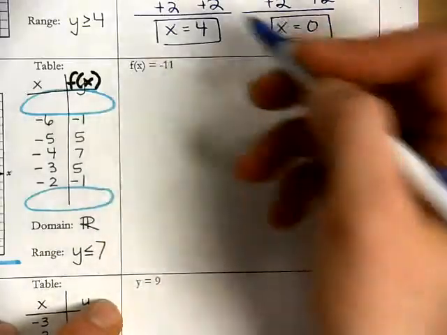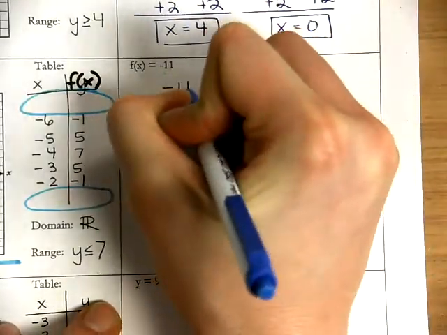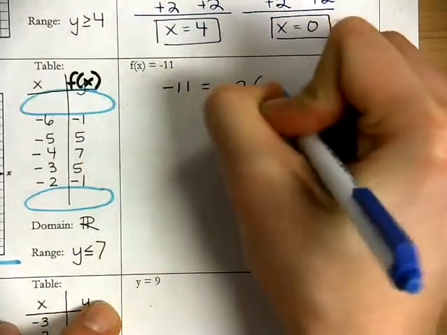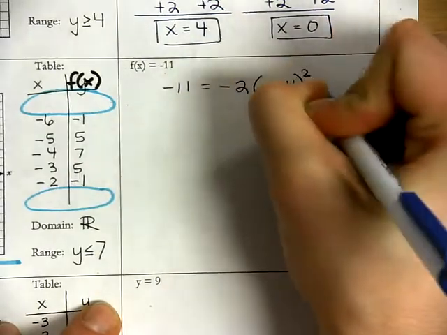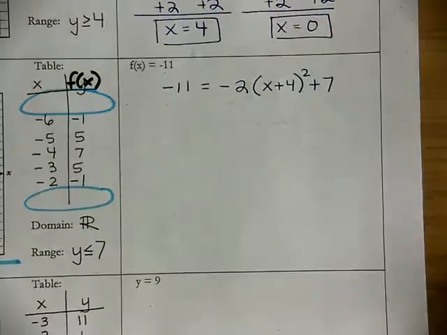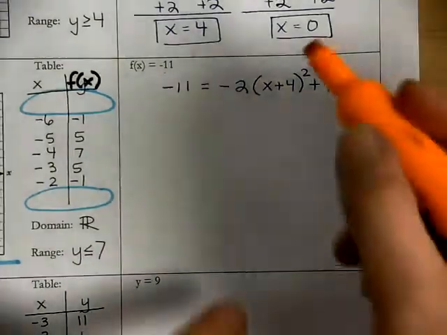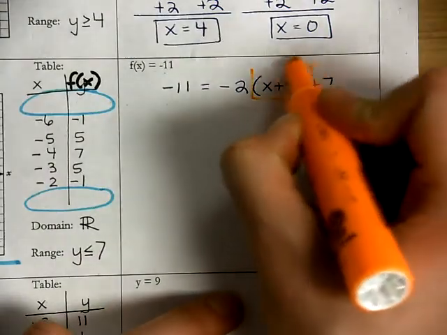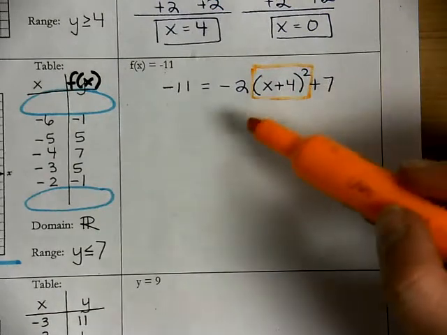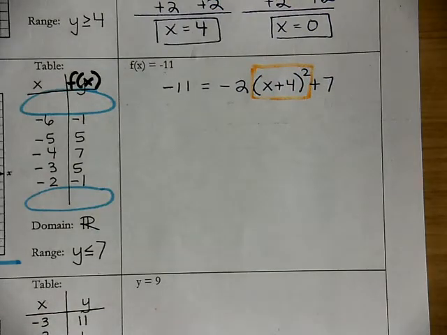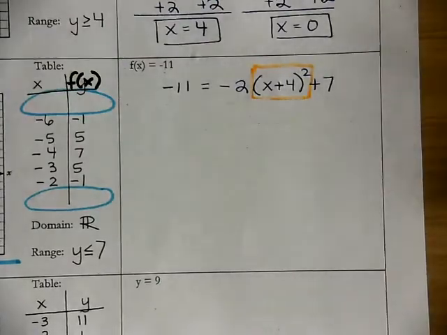So looking over here, we substitute f of x with negative 11. Negative 11 is equal to negative 2 times (x plus 4) squared plus 7. Again, we're going to solve this doing inverse operations. We want to isolate what's being squared, meaning we got to get rid of that 7 and that negative 2. Go ahead and try this on your own, and let's see how you do. Pause the video, try this on your own. All right, now that you've tried this on your own, let's talk through this together.